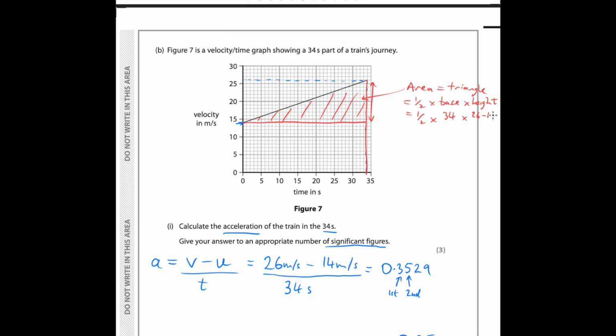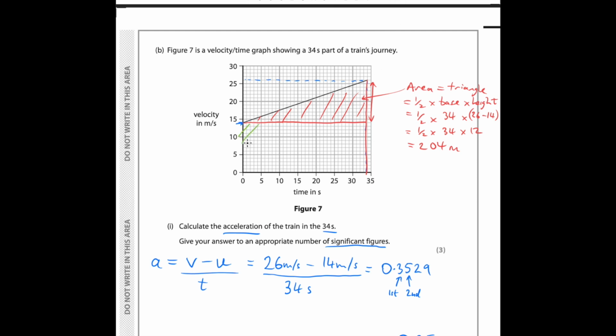So 26 take away 14, which is 12. Half times by 34 times by 12, which is 204, and that'll be meters.